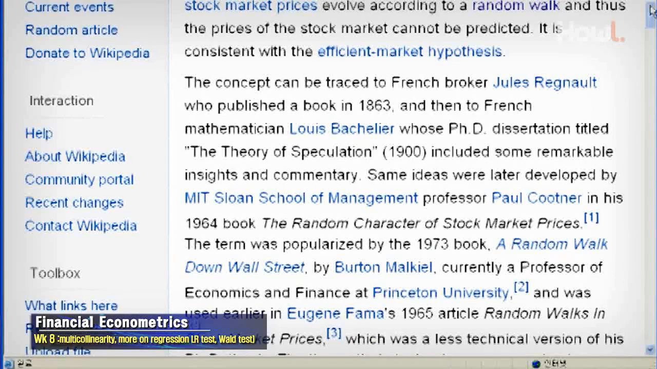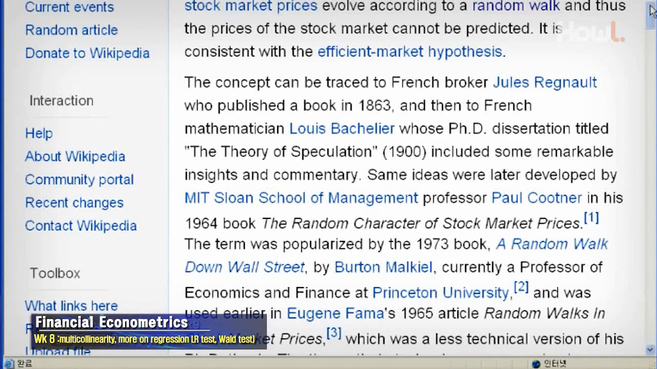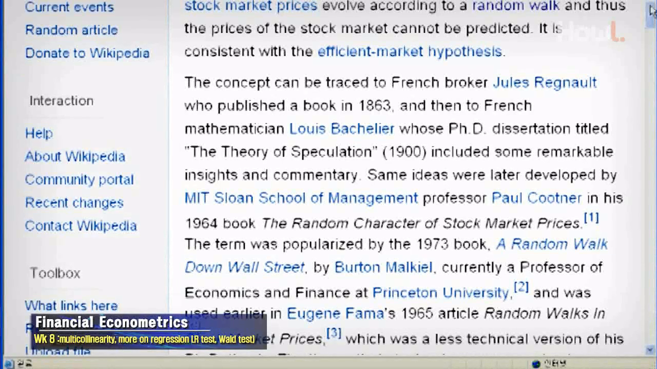Yes, so why don't you read the first sentence? Okay. The random walk hypothesis is a financial theory stating that stock market prices evolve according to a random walk, and thus the prices of the stock market cannot be predicted. It is a historical movement of the stock price.